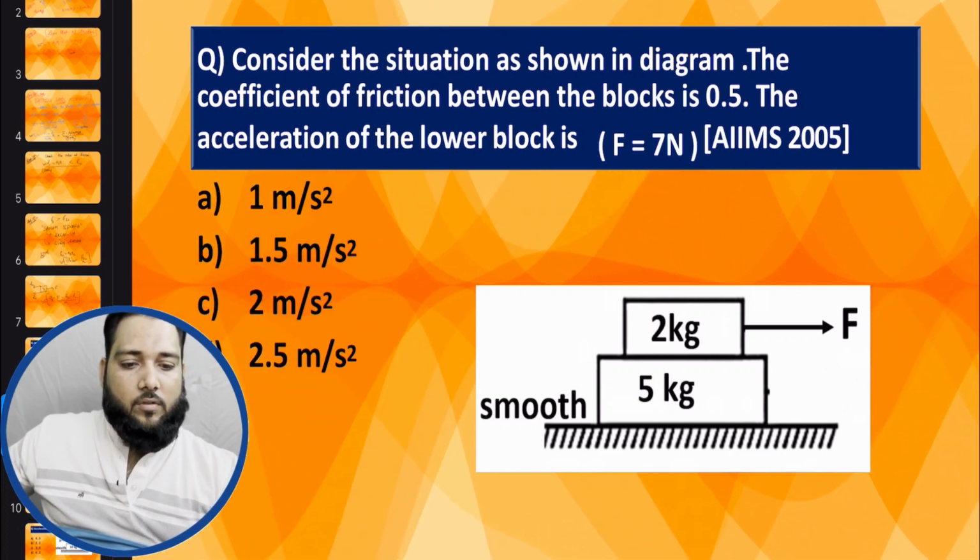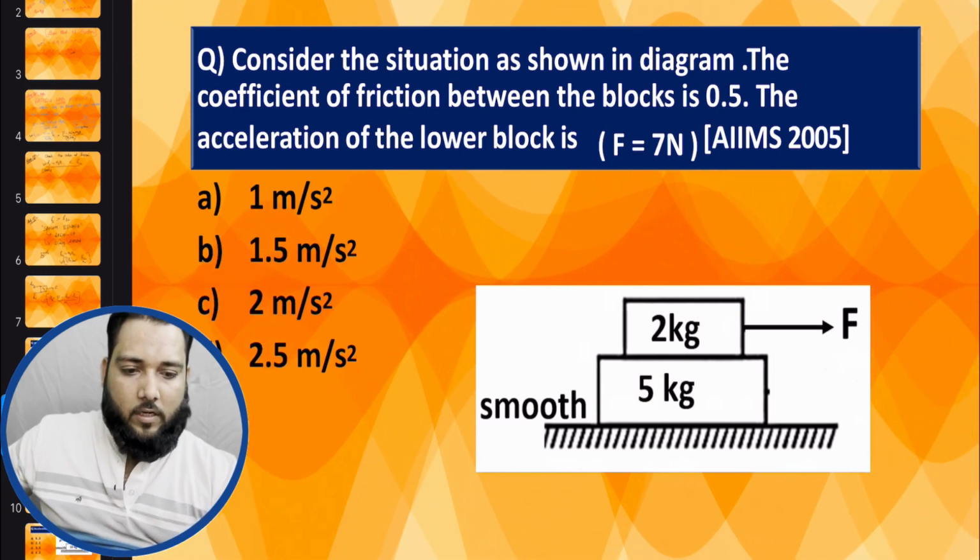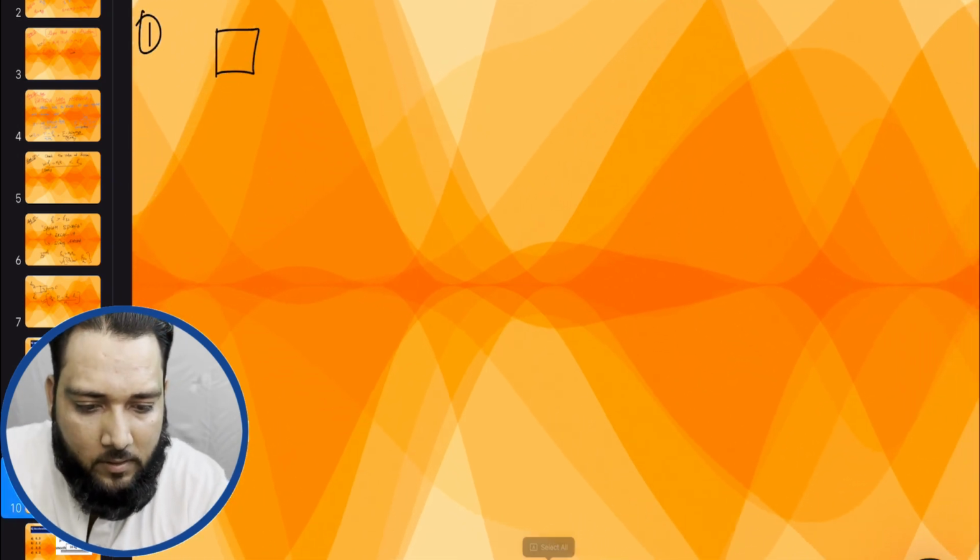Again, the F value is 7 Newton. And the acceleration of the lower block we have to calculate. Similar question, just like the previous one, so I will solve this one by one. So step one is the free body diagram.